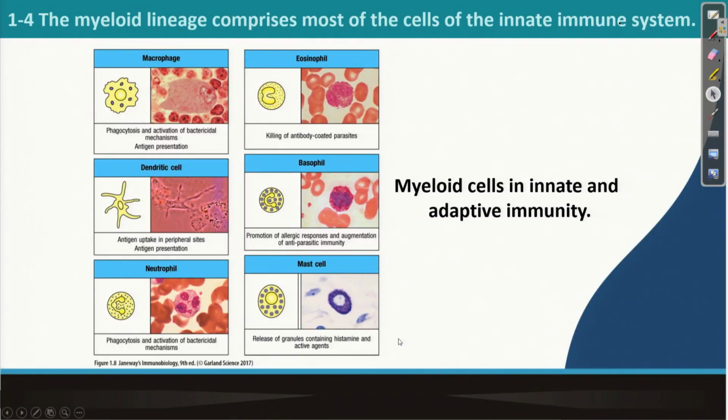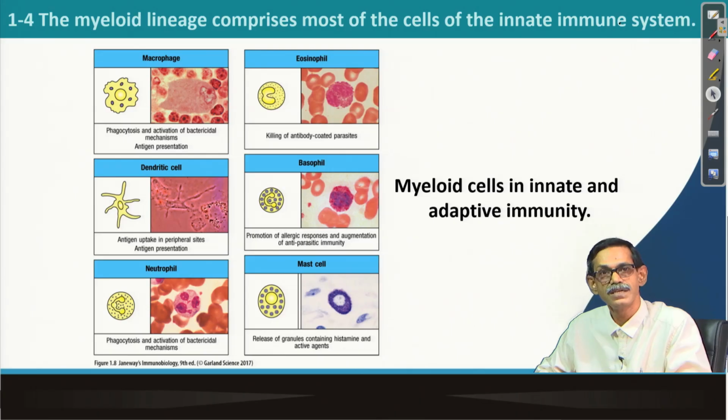Now, we are going to speak about the myeloid lineage that comprises most of the cells of the innate immune system. What are those cells? Okay. So, myeloid cells in innate and adaptive immunity, and very briefly what they are doing. What you will see here is, on the left side there is a cartoon, and on the right side there is a microscopic image.